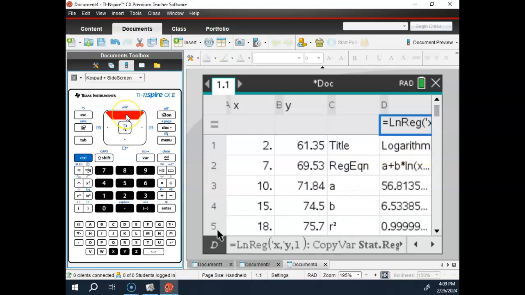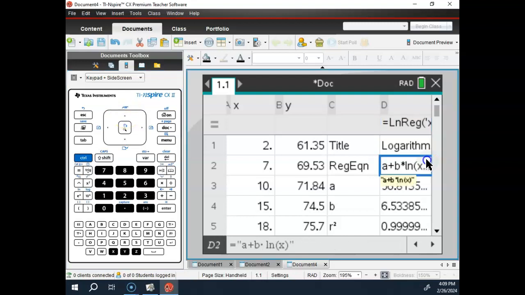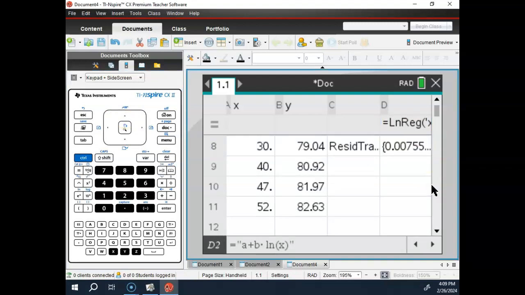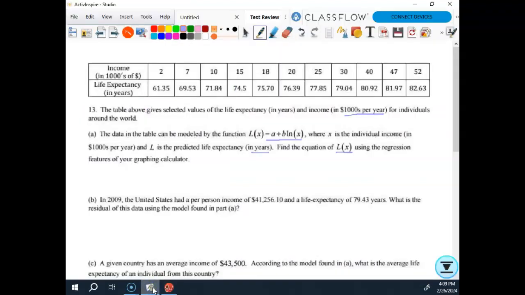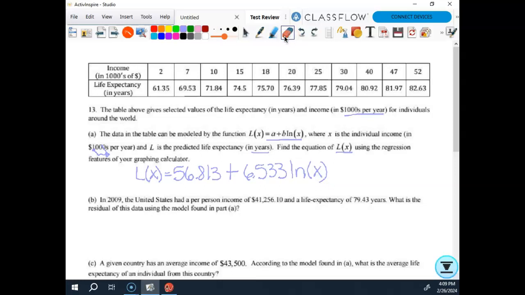So I'm going to arrow up so I can see it all. It reminds me what form it's in. It gives me my A and my B. We are writing down 3 decimal places, so we will have L of X equals 56.813 plus 6.533 times the natural log of X. Now, we are not typing that back in, right? It is in F1 for us. If we need to make ourselves a little note, don't forget I'm in F1.